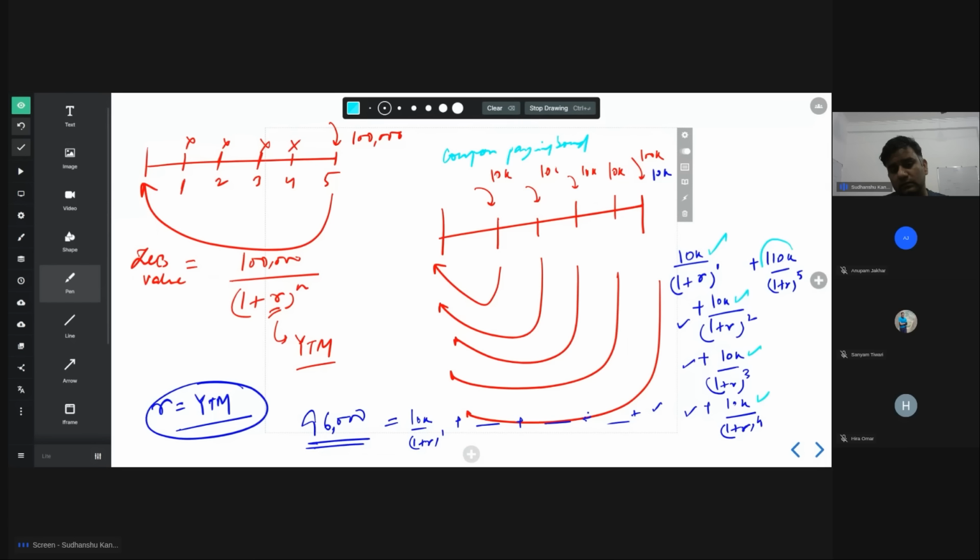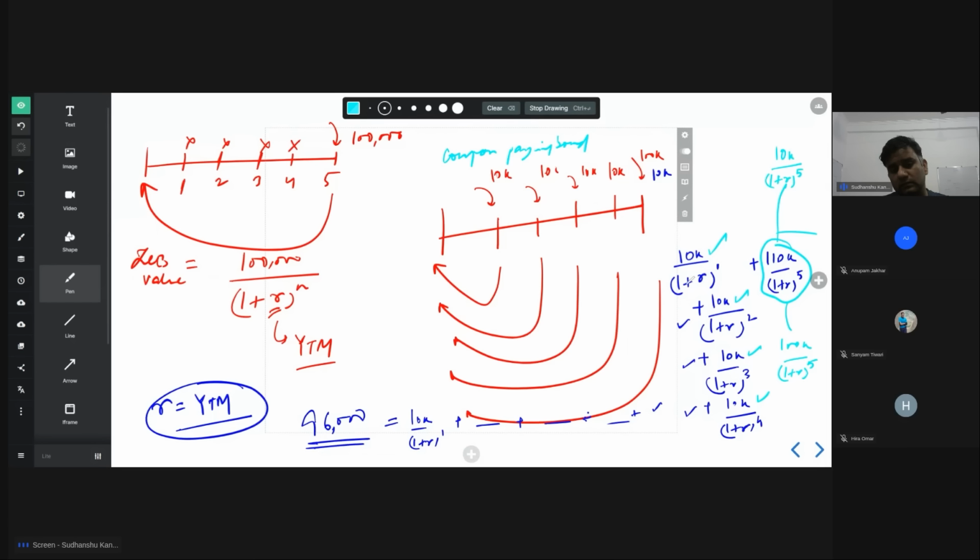Some people write this as two different things. They will write 10K over (1 plus R) raised to power 5, and then write another part as 100K over (1 plus R) raised to power 5. So don't get surprised if somebody writes like this. That's just a stylish way of writing a simple thing, right? What they are doing is putting in 5 coupons.